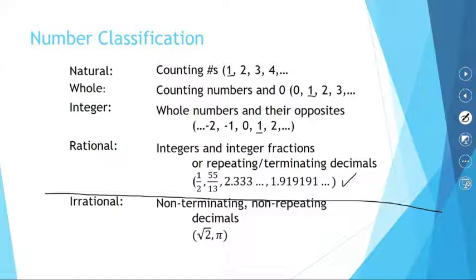So there's a difference between decimals that are rational and decimals that are irrational. Because decimals that are rational, they can go on forever, but if they do, they have to have a pattern, like 333 or 919191. Irrational numbers will go on forever, but with no pattern. Okay, so keep in mind the difference there.